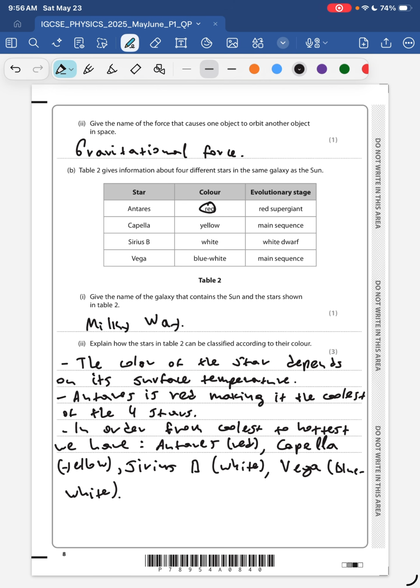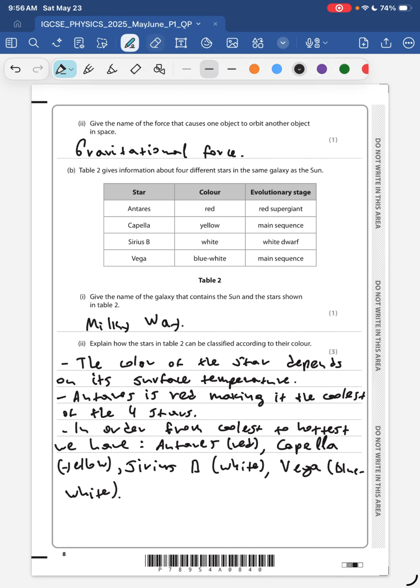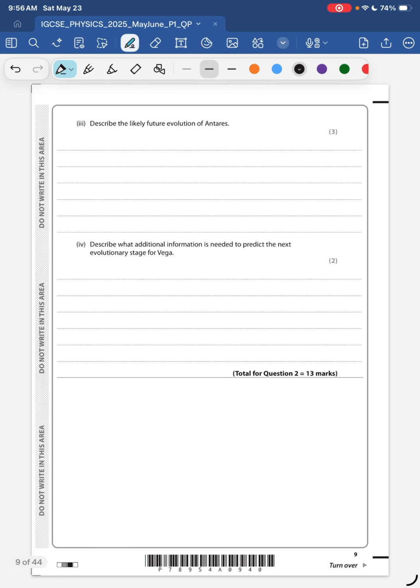And another thing to classify stars is, of course, the evolutionary state. Okay, so for example, we know that the red supergiants, I forgot to mention this while actually solving this, burn all their hydrogen and expand, so they're cooler. Okay, then main sequence stars are usually very hot. So Capella and Vega are main sequence. And Sirius B is a white dwarf. These stars are also hot. So yeah, that's another way to classify stars. This is done. Let's move on to the next question.